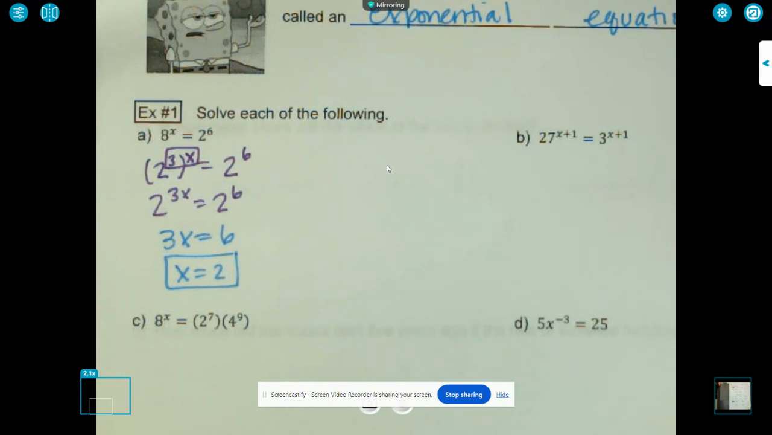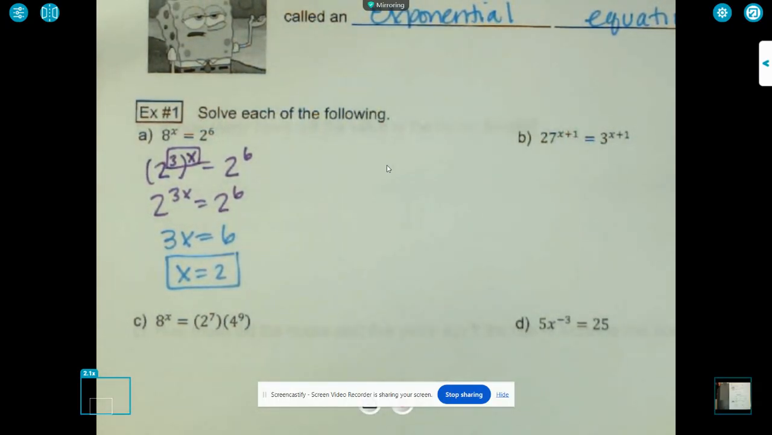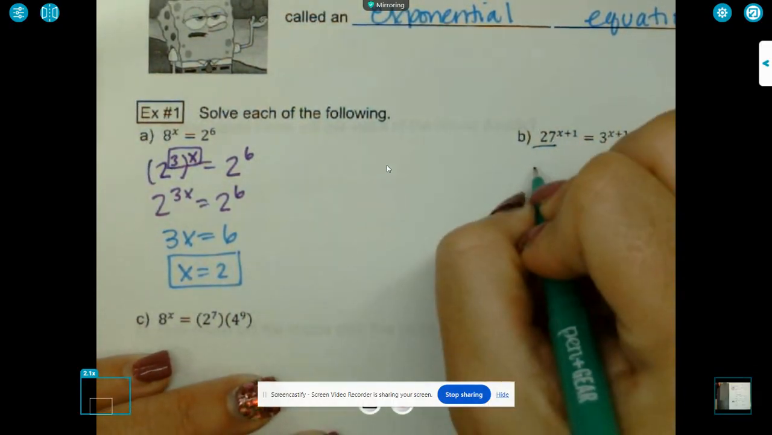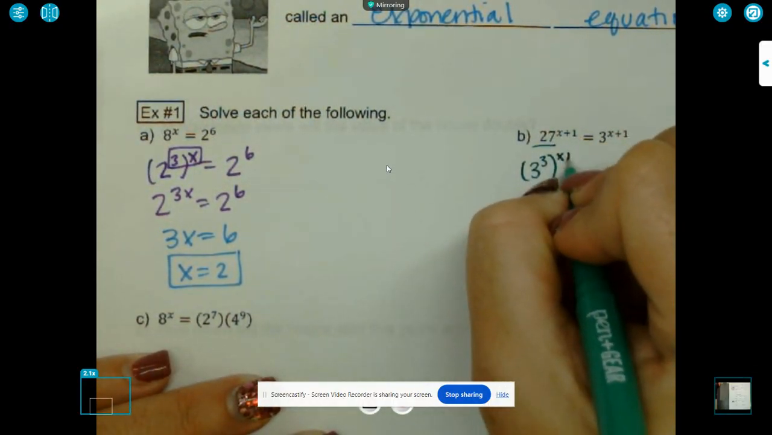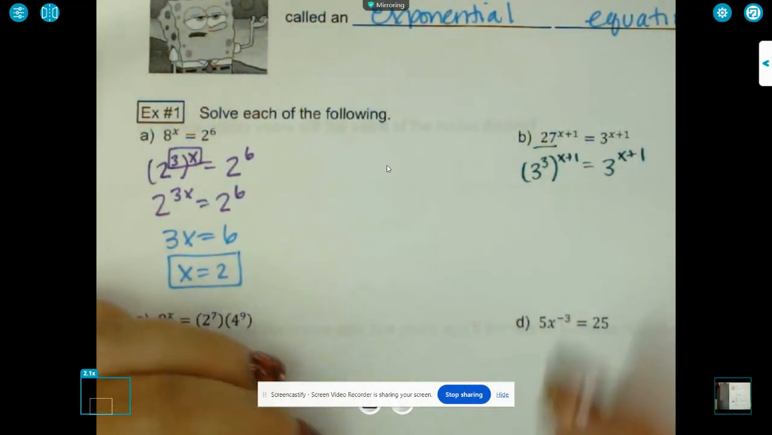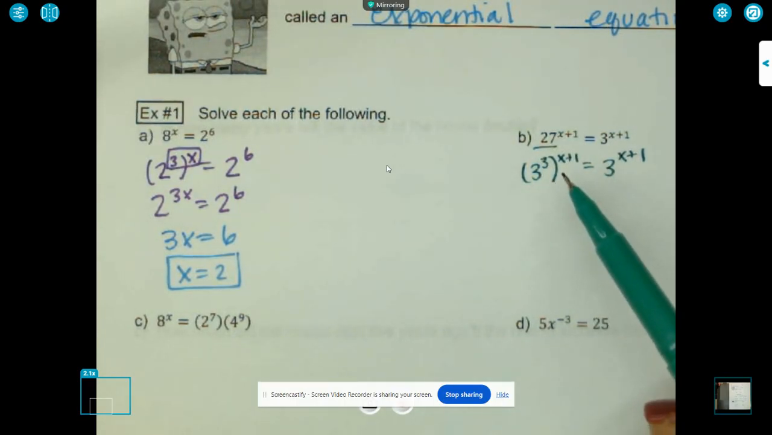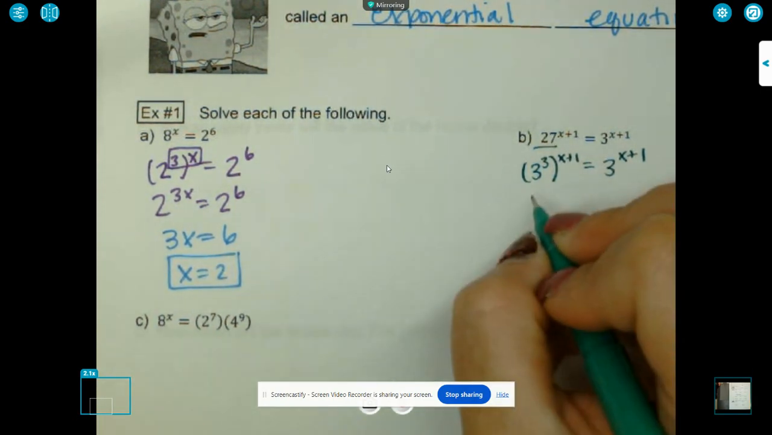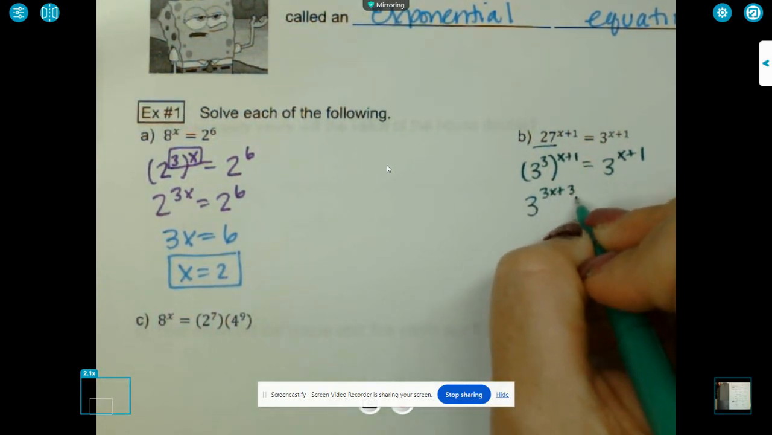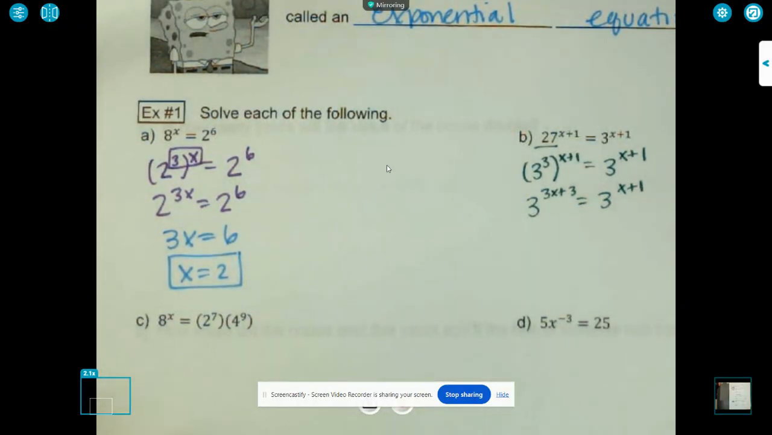All right, so some of this is just knowing your basic base and exponent rules, like 2 to the third is 8. 3 to the what is 27? 3 to the third. So right here, I'm going to turn 27 into 3 to the third. All right, so power to a power, we multiply. So I've got to do 3 times x plus 1. So what does 3 times x plus 1 give me? 3x plus 3. So now, again, I have like bases.